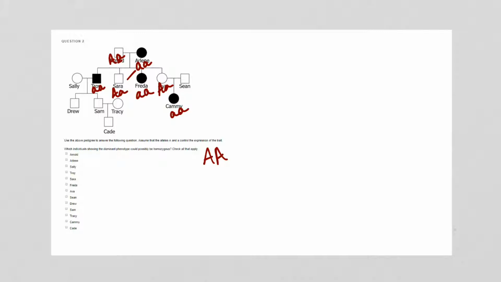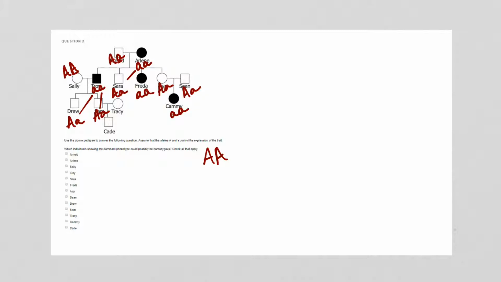Now, at the same time, if we look at Ava and Sean, notice that Ava and Sean both had a child that is little a, so that means that they both must have been carriers. Okay, and then just continuing to work our way through. If we look over here at Sally, we don't know anything else about Sally other than the fact that she's not displaying the trait. Okay, noticing also that she doesn't have any children that have this disorder. It is possible that she could be capital A. Their children, Drew and Sam, we know that for sure they're going to get a little a from dad, Troy. So both of them are going to be heterozygous.